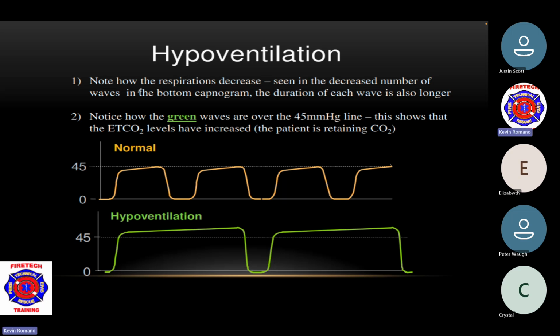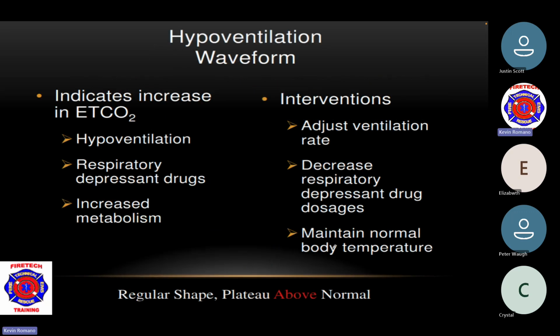So hypoventilation. As we look at this right here, normal being normal here, you can see that duration is a lot longer now. The height is going to be a lot higher, and the frequency is going to be slower. Right. So if they're hypoventilating, well, how do we fix that? We start adjusting the ventilatory rate, make them breathe a little bit faster. Right. Respiratory depressant drugs can cause this.